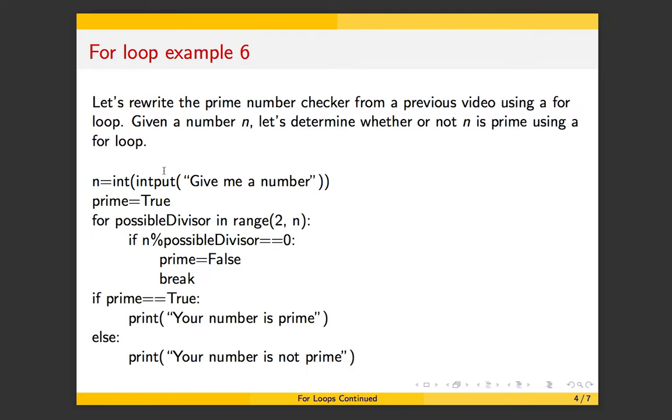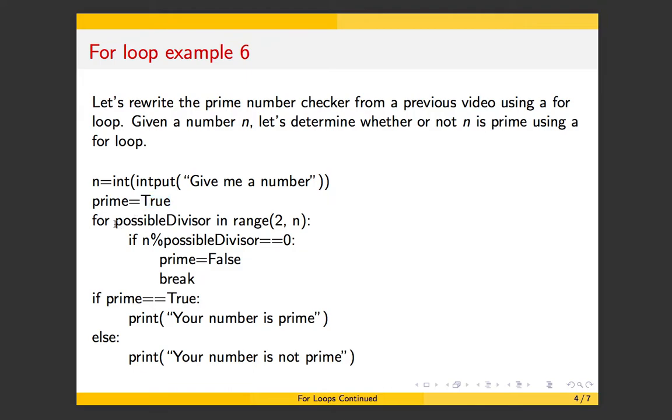So here's a program that will do that for you. Let's grab n from the user. Oops, I'm sorry, it should be input, not intput, but whatever. Int input, give me a number that grabs from the user. Okay, so initially, I'm going to guess that this number n is prime. So I've created here a Boolean variable that I've called prime, and I've initialized its value to true. So initially, I'm going to guess that n is prime.